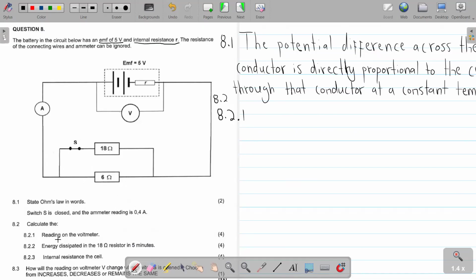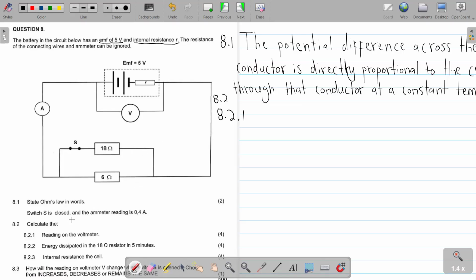Now they say calculate the reading on the voltmeter. Voltmeter is here. When the switch is closed, there will be current that moves in the circuit. If the current is moving in the circuit, the voltmeter here will read the external voltage, V external, in the equation of EMF.